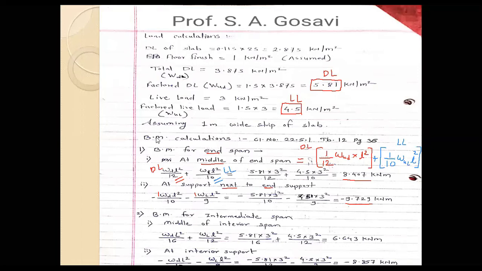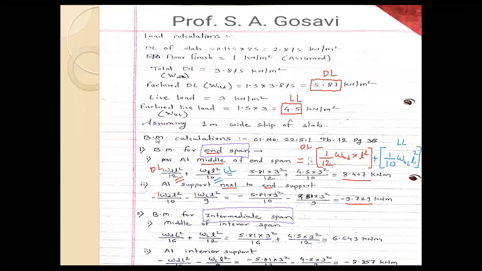So up till now we have got these two bending moments for the end span. This calculation we have done is for the end span. I will put a bracket over here. This is done for the end span. Now we will go for the intermediate span. Now we have to see the calculation of the intermediate span.